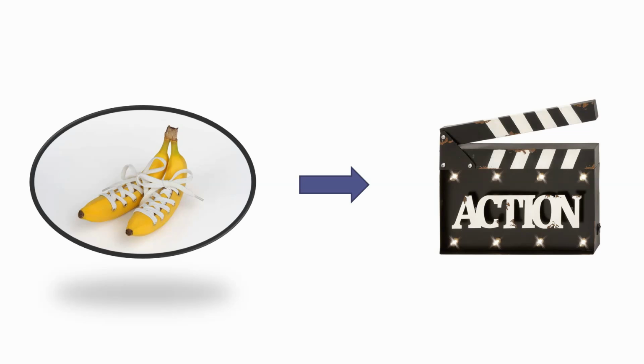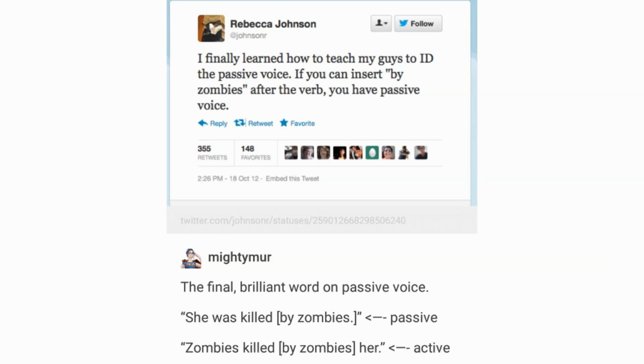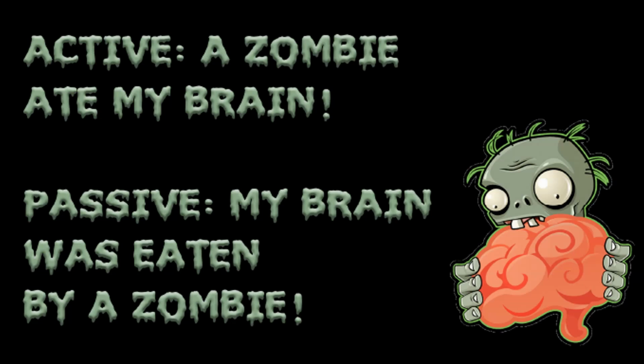There's an easy way to figure this out, and it involves zombies. I ran across this online, and it's a great way to think about it. If you can insert the phrase "by zombies" after the verb and the sentence makes sense, you have passive voice. She was killed by zombies. Passive. Zombies killed her is active because you can't really put "by zombies" after killed. Zombies killed by zombies her? No. So, active, a zombie ate my brain. Passive, my brain was eaten by zombies.